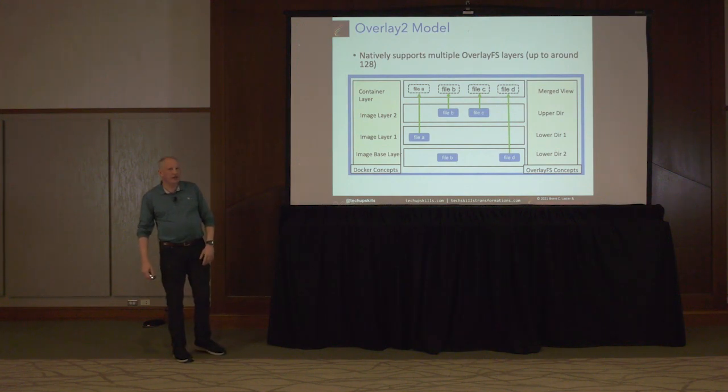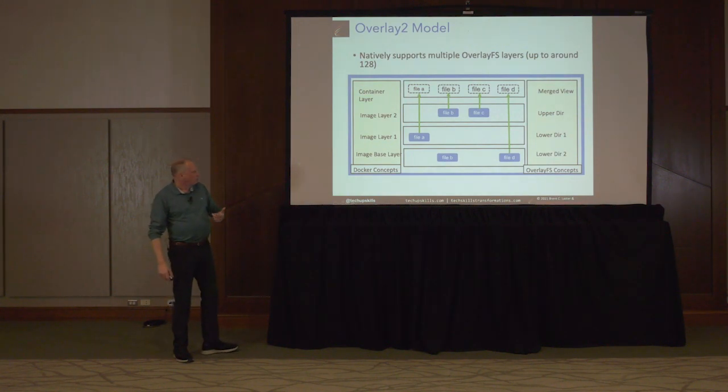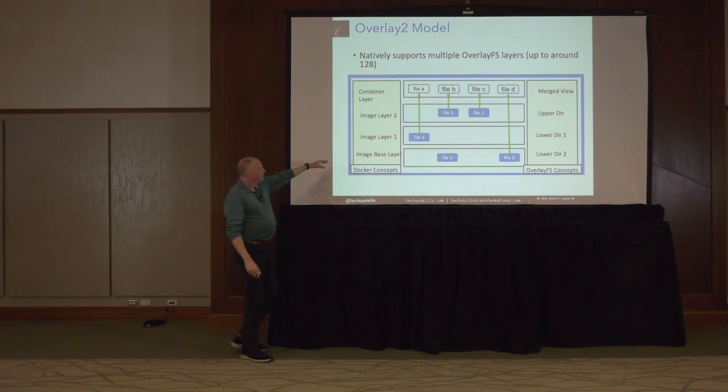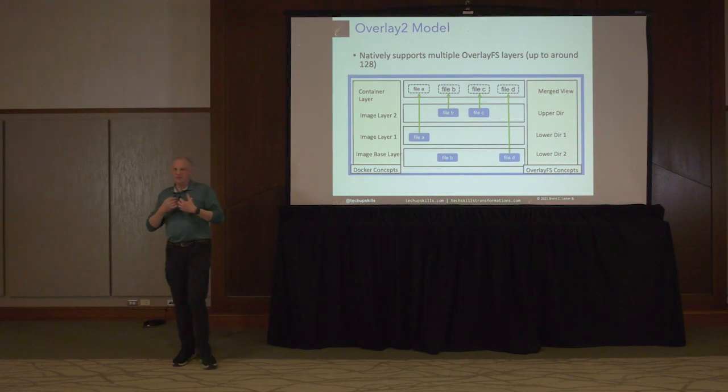If we were to look at how the overlay driver, overlay2, represents a container image, we could have on the left-hand side the container layer, the top-level image layers 1, 2, and then a base layer here. These are the Docker concepts. If we map them to the operating system concepts, it calls them lowerdir 1, 2, and an upperdir, and then the merged view. So in the operating system, this is how it maps things out.